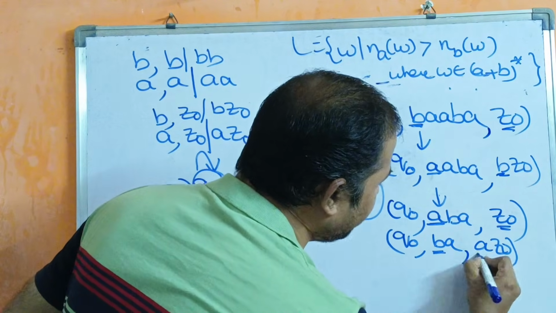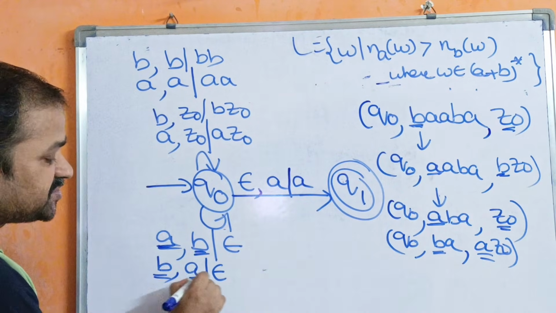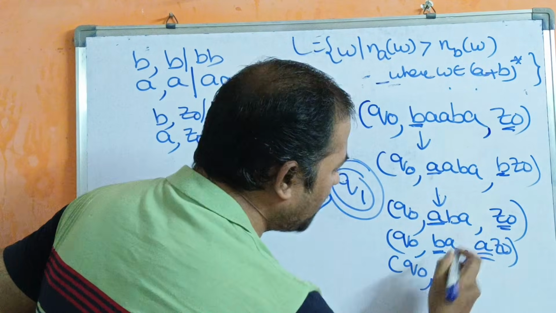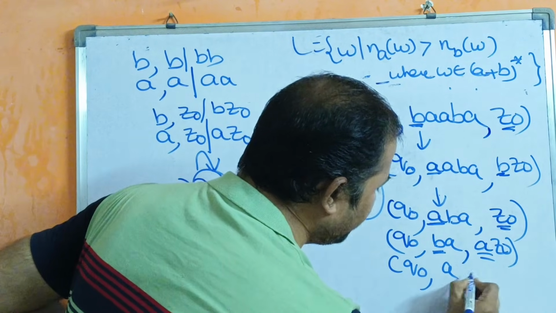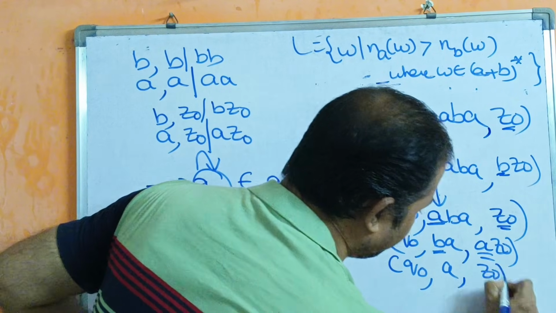Next, at Q0, the input symbol is B and the stack's topmost symbol is A. So now we will be at Q0 only. The operation on B is over, and the remaining string is A. We need to perform the pop operation, so pop A, leaving Z0.